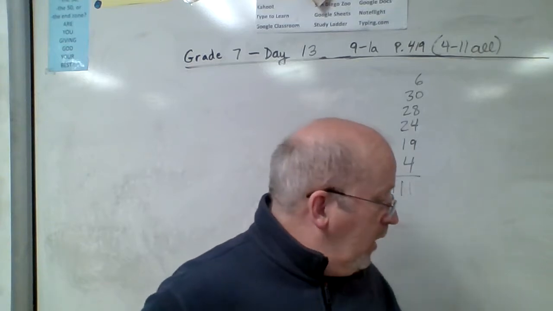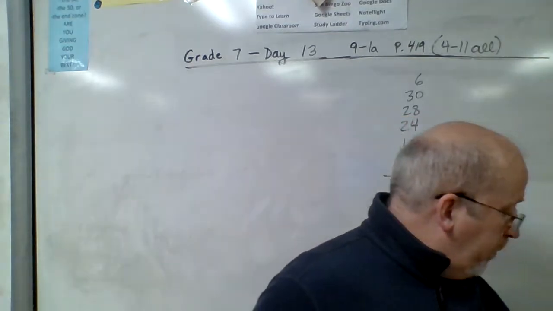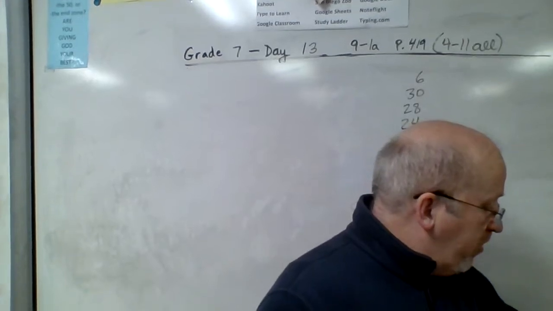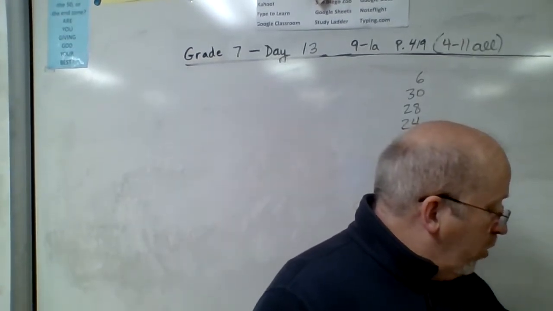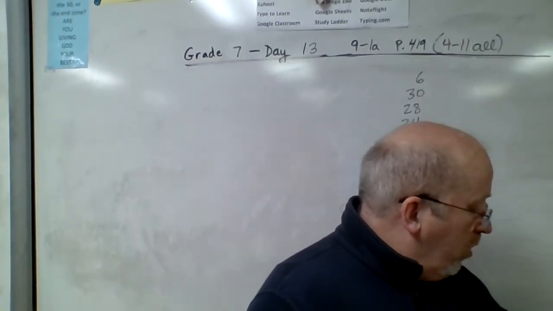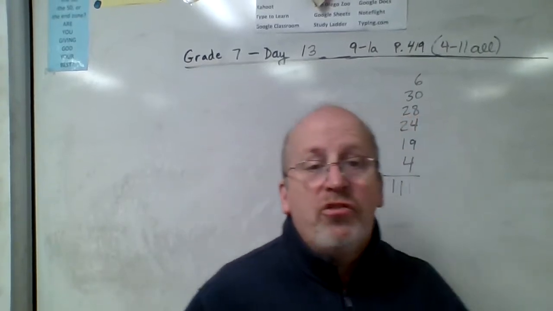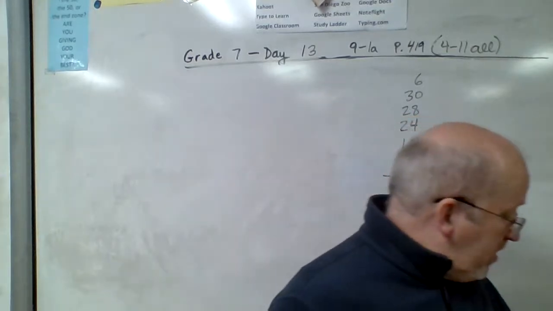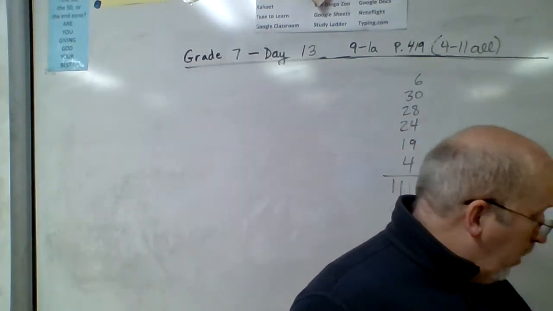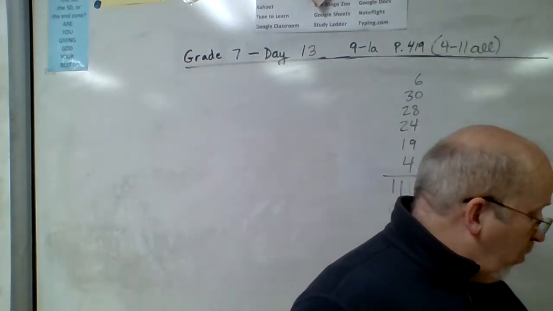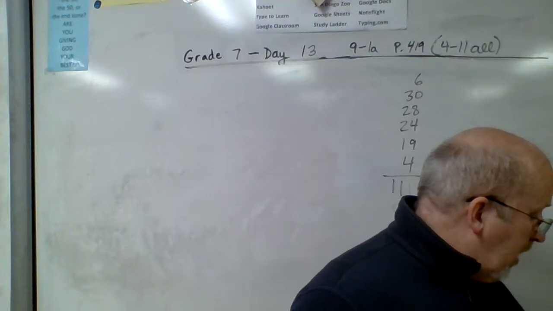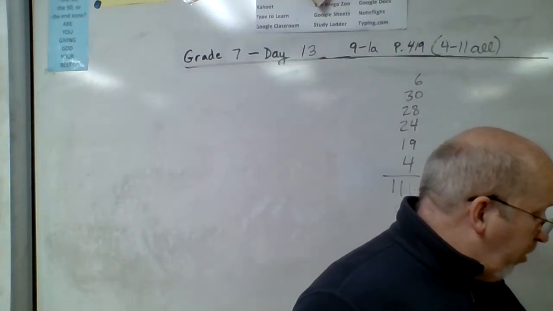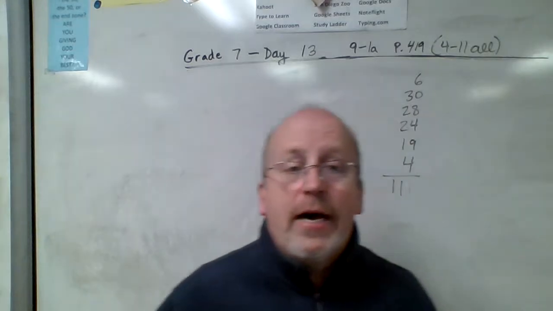Okay, welcome back. Let's take a look at problem number 4. Problem number 4 says, what percent of the tree diameters below are from 4 to 9.9 inches? From 4 to 9.9 inches. As you study that table on page 419, you'll notice that 4 through 9.9 actually covers 3 lines of data.